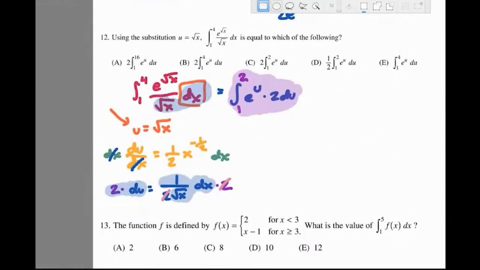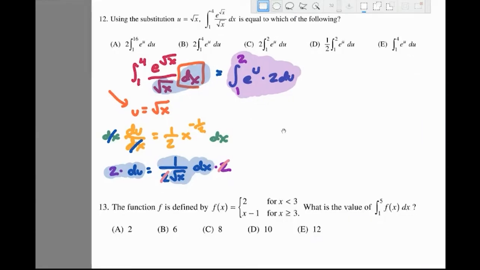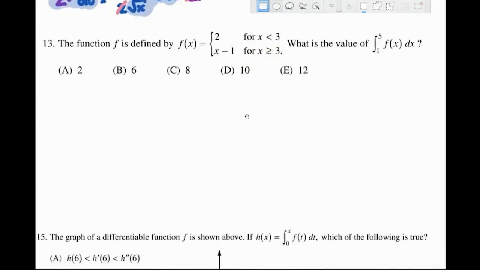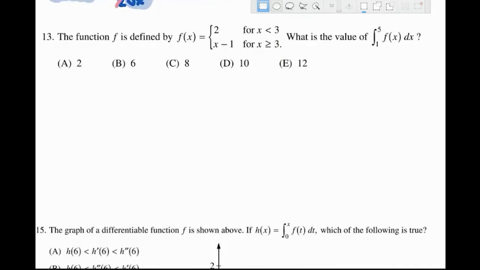How's everyone feeling here? Looking at your brain muscles here? All right, this next one's easy, thankfully. Oh. All right, so I need this translated in English from math. What does this mean here?